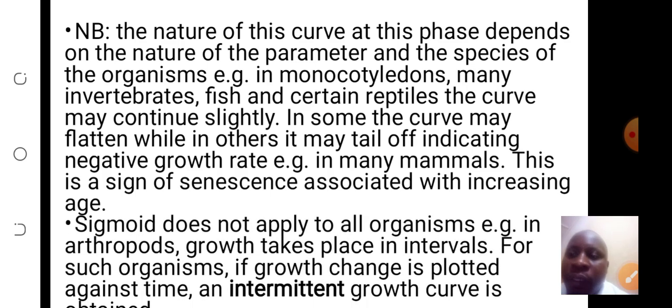Now, the sigmoid curve is not applicable to all living organisms. In some organisms, like arthropods, growth may not occur throughout their lives, but may occur at some intervals. Such organisms will not be able to show a sigmoid curve, but instead they'll show an intermittent curve. Therefore, in the next section, we shall discuss the intermittent curve. Any question?